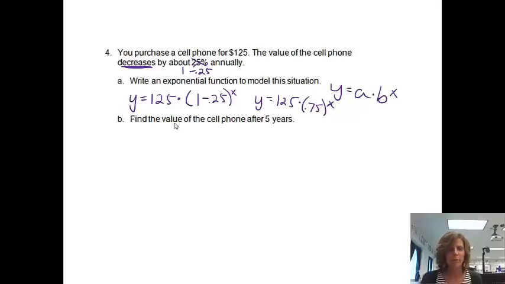So that's the formula. And then from here, if we want to find the value of the cell phone after 5 years, we'll just plug 5 into our formula. So we'll have 125 times 0.75 to the 5th power. And again, we can just plug that right into our calculator. And when we do this, it will be worth $29.66. So hopefully now you can write an exponential function involving an exponential situation that is decreasing or increasing by a percent.